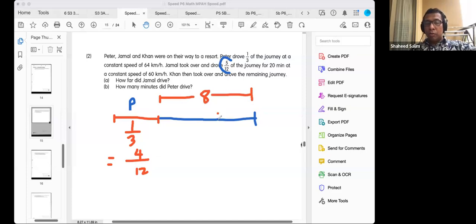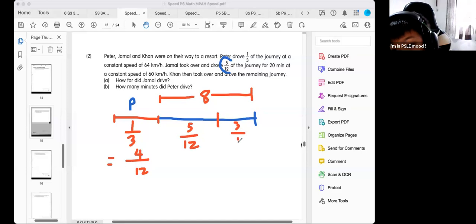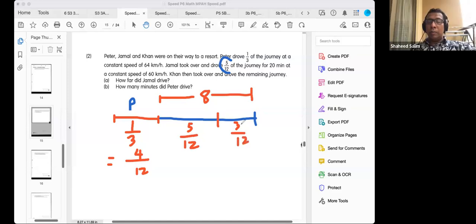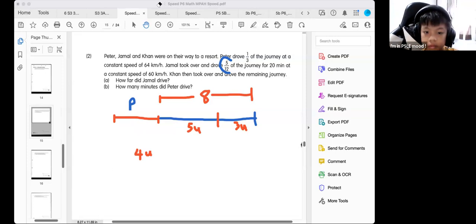So now Jamal drove 5/12 down there. And the balance, do you agree, is 3/12? You agree? Yeah. Okay, good. So now all these things, we imagine is 3 units, 5 units, and 4 units. Is that okay with you? You know what I mean? 3 over 12, I make it 3 units. 5 over 12, make 5 units. 4 over 12, I take it as 4 units. Is it okay with you? You understand that? Okay. Yeah.